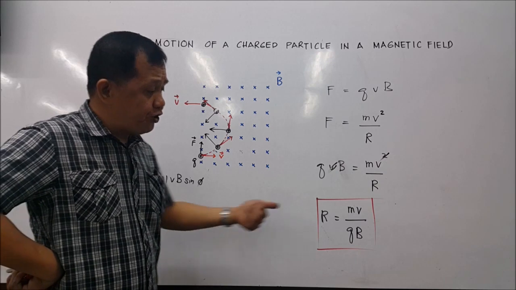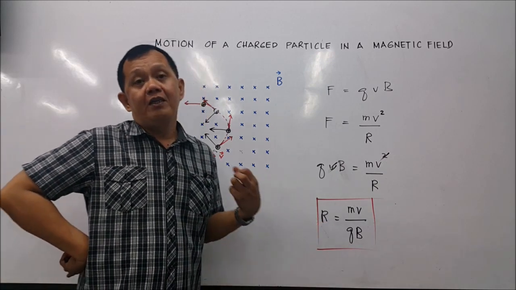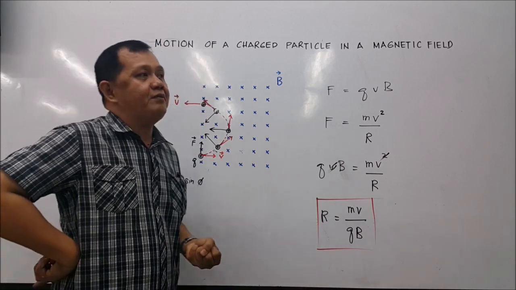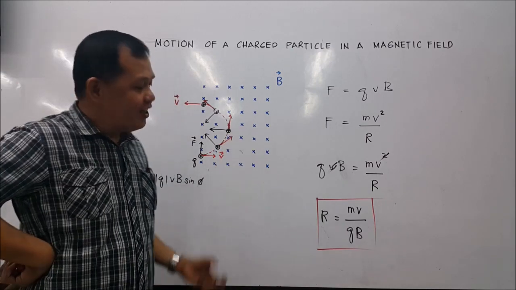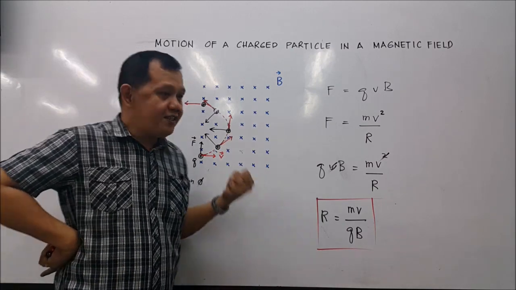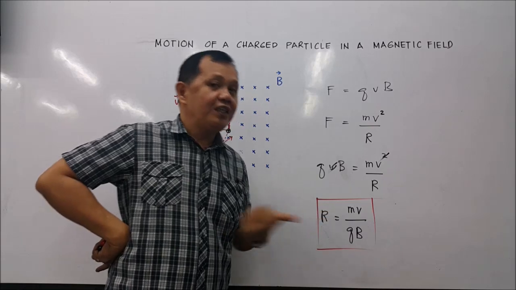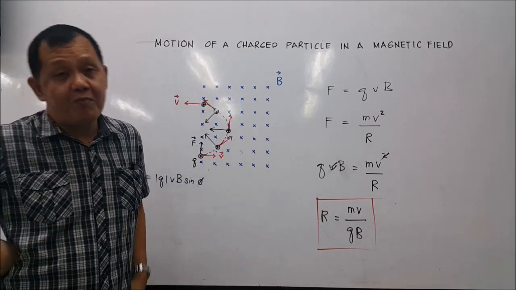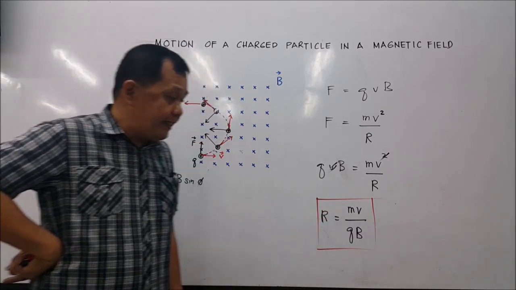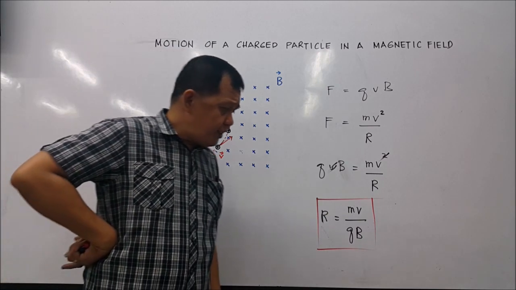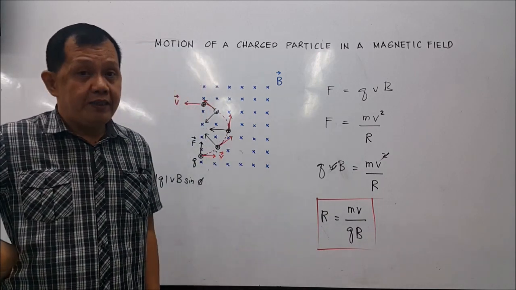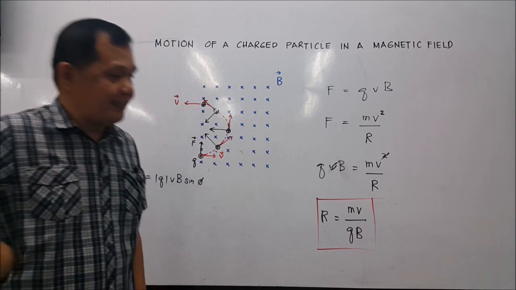It's inversely proportional to the charge. So the greater the charge, the smaller the radius. And it's inversely proportional to the magnetic field. The stronger the magnetic field, then the smaller the radius taken by the charge is.